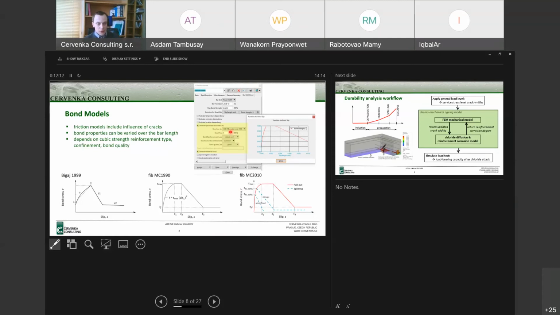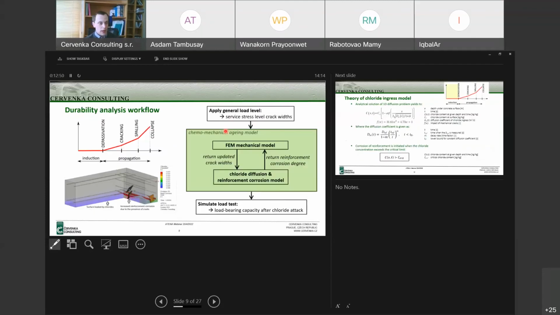For generating this function, you basically need to know only the type of the reinforcement and the strength of the concrete and some bond quality, for example, according to the FIB standard. And then the software can automatically generate the function. So I think this was covered in the last webinar. This was only the quick summary, and now I would like to move to the reinforcement bond in durability studies.